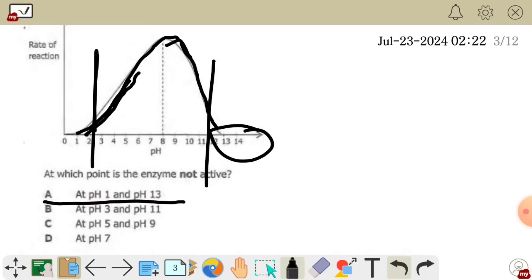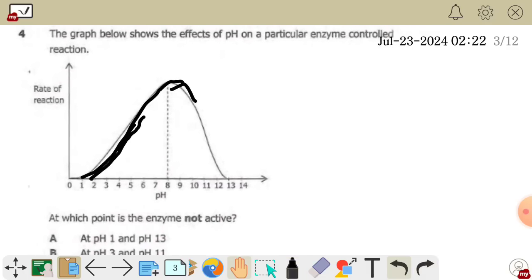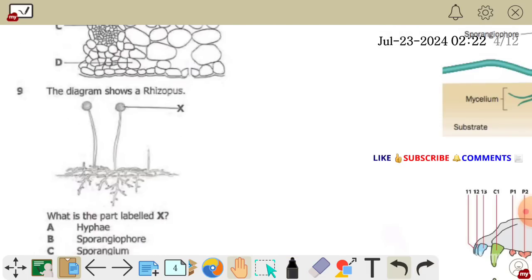Throughout these other points, the enzyme is active. So the correct answer here is A. For question 4, the correct answer is A. Question 5.